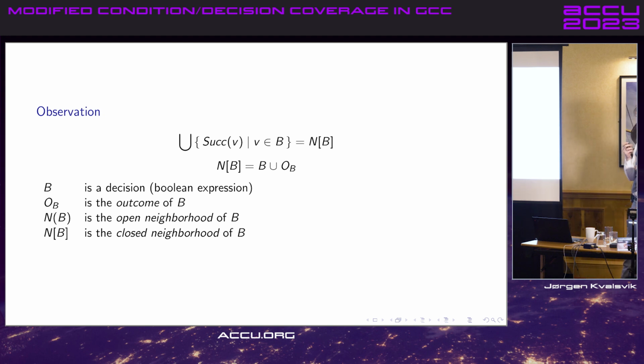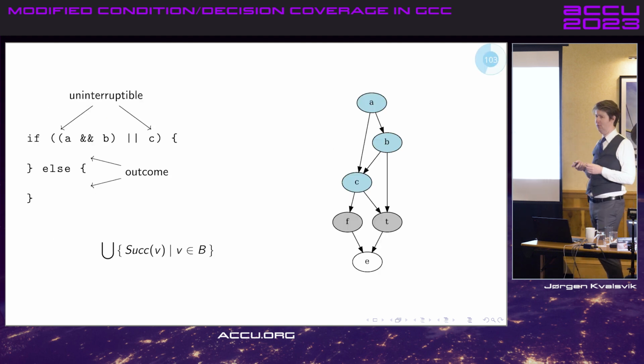So the successors of all of the nodes that form the expression are either in the expression or one of the outcomes, right? And what that means when you see it in code, which is probably more natural, is that once you go into the expression A and B or C, you either end up in the then block or in the else block. There is nowhere else to go. So you might evaluate C, you might not, but if you don't evaluate C, it is because you can go straight to either the then or the else block, right?